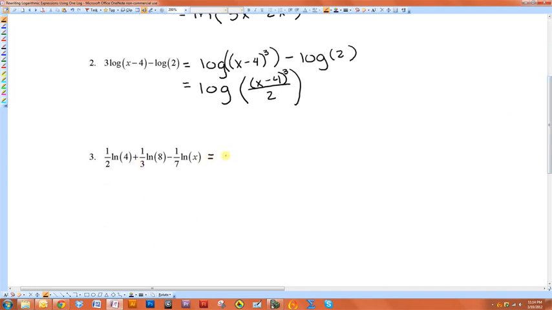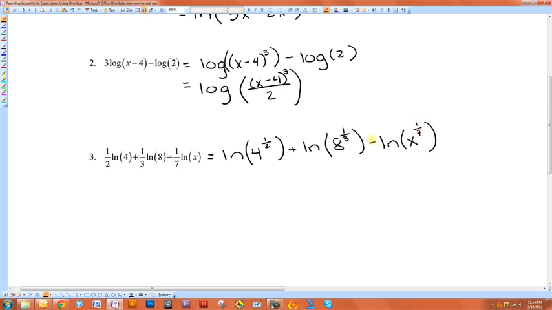Alright, so this one, we're going to bring this into the log and use it as an exponent. So it's the natural log of 4 to the 1/2 plus the natural log of 8 to the 1/3 minus the natural log of x to the 1/7.